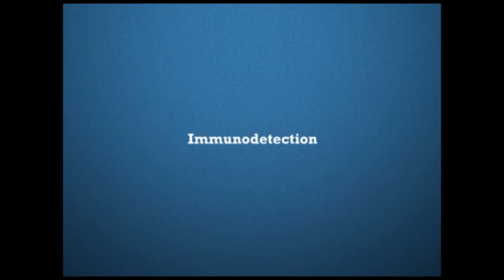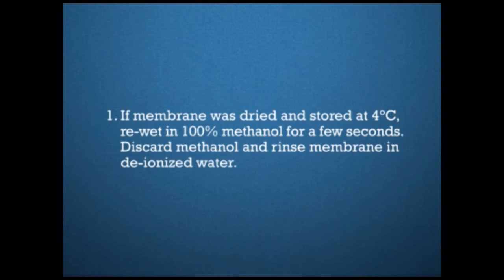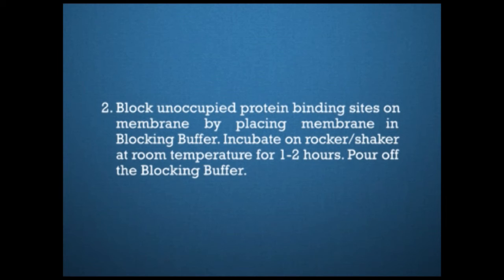In the next step of Western blotting, we have immunodetection, in which the first step is blocking. If the membrane was dried and stored at 4 degrees centigrade, re-wet it in 100% methanol for a few seconds. Discard methanol and rinse the membrane in deionized water. Block unoccupied protein binding sites on the membrane by placing it in blocking buffer. Incubate on a rocker or shaker at room temperature for 1 to 2 hours, after which pour off the blocking buffer.